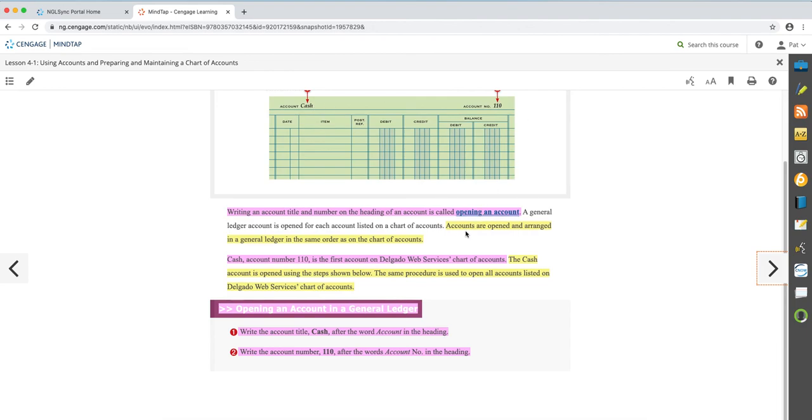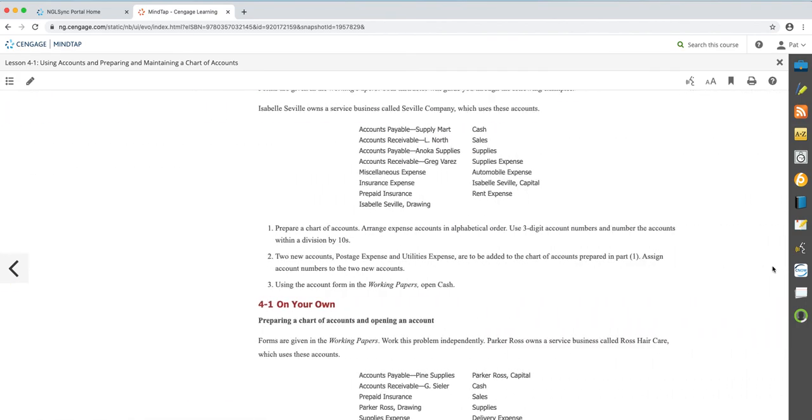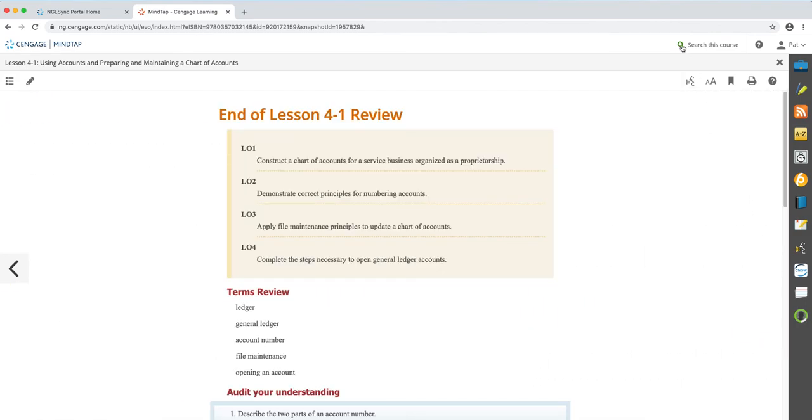Okay? Accounts are opened and arranged in the general ledger in the same order as they are in the chart of accounts. We'll list assets first, liabilities, owner's equity, revenue, and expenses. They'll be in that order, 100s through 500s. Cash is the number we talked about. It's the opening one. It's at 110. All right, and that's it for our notes.